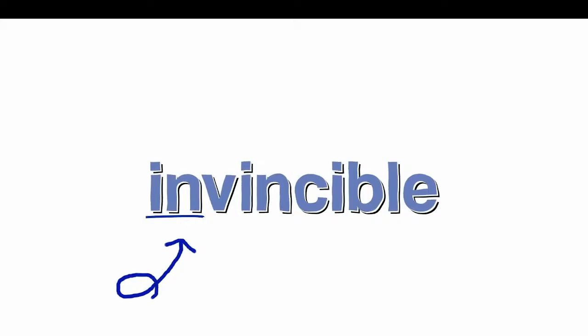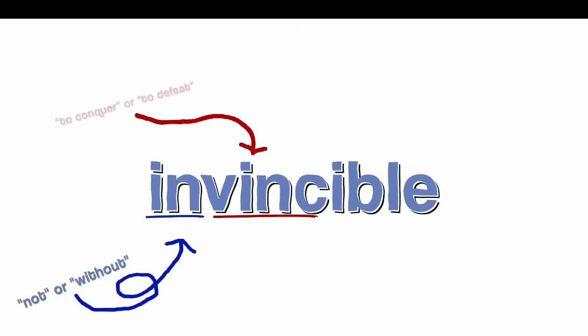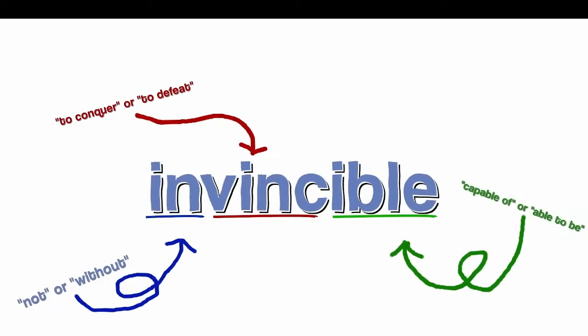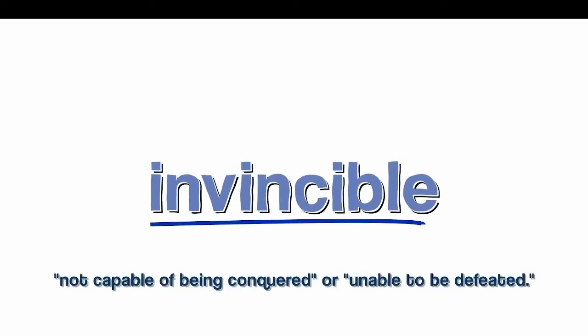For example, in the word invincible, in means not or without. When you see in at the beginning of a word, it often negates what follows, like invisible or insignificant. The root vink means to conquer or to defeat. It carries the core meaning of overcoming or winning, like convince or victory. And the suffix ible means capable of or able to be. Putting it all together, invincible literally means not capable of being conquered or unable to be defeated.